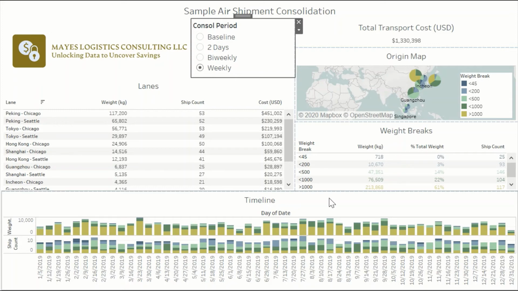A couple of words of caution on this. I haven't included consolidation fees in the total simulated cost here. So if you're using a third party to consolidate, you might have additional fees which could possibly wipe out any savings that you realize from implementing a consol period.